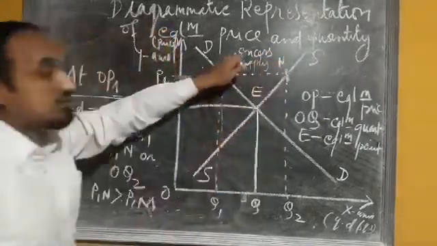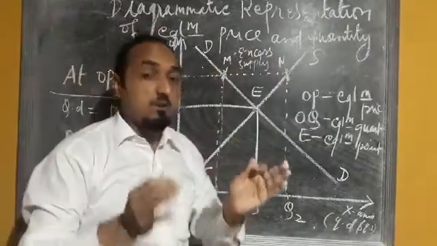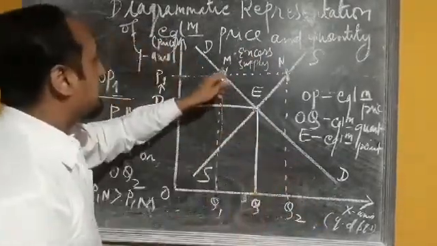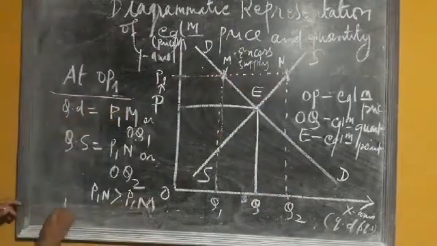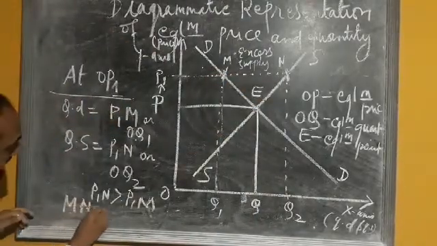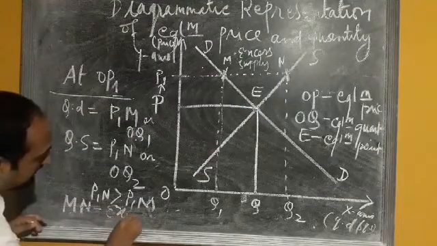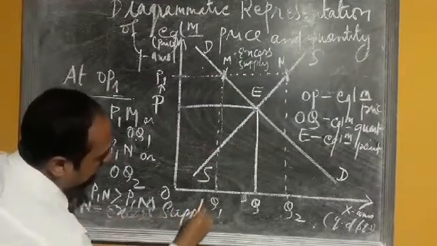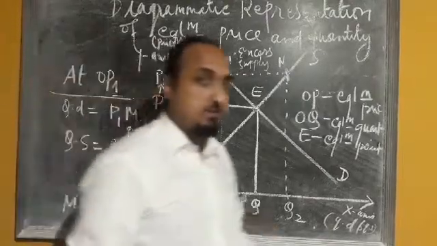Okay, there is a situation of excess supply. Now here, by how much amount is there a situation of excess supply? So you can see that MN is your excess supply.